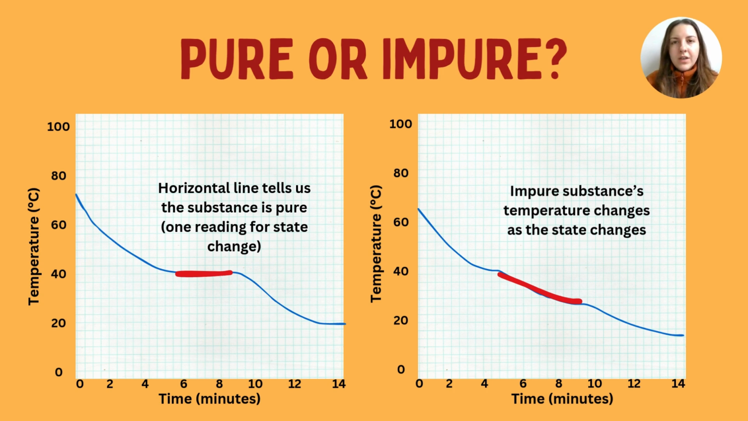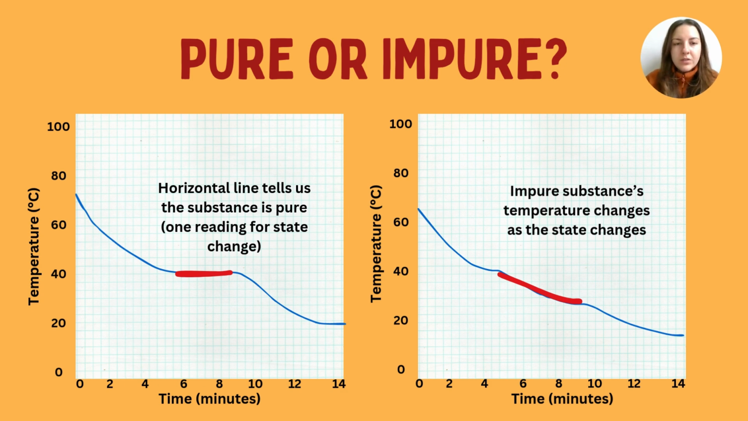So could we identify if something is pure or impure? Well, of course, with separation techniques like chromatography, we could actually see that on a chromatograph. However, we could also look at the boiling and melting points of substances. So in the case of the first one on the left, you can see that the horizontal line will tell you that the substance is pure, because it remains constant when there is a state change.